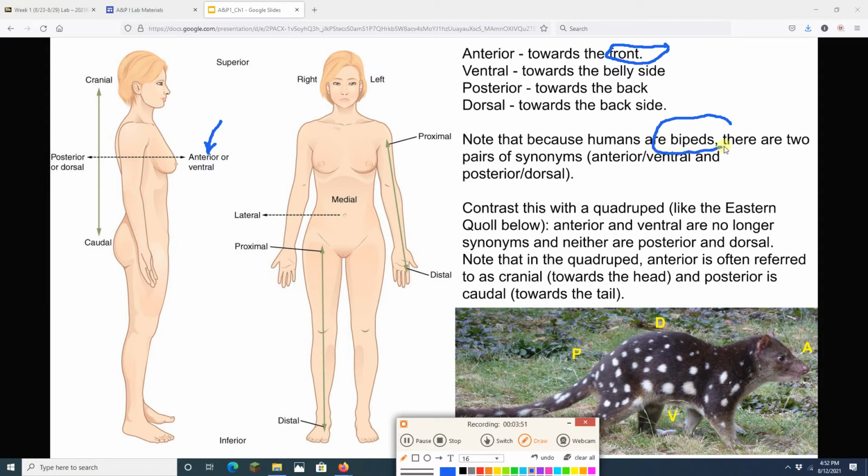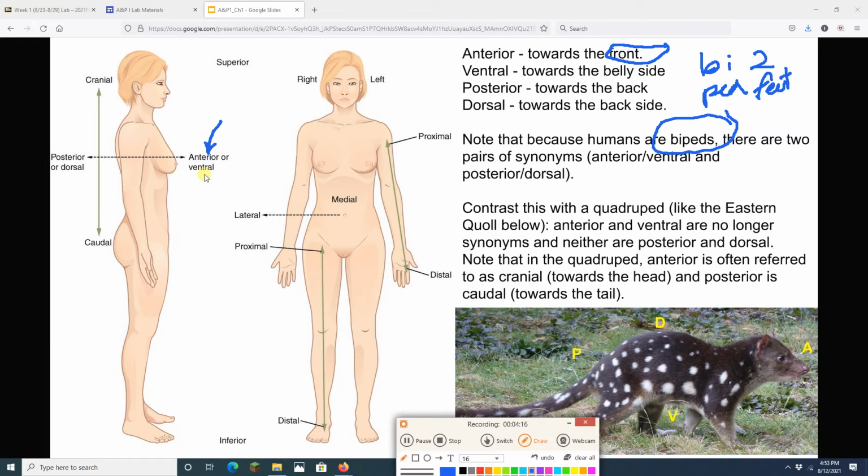Now, human beings like me and you, we are bipeds. We are bipedal. That means we stand on what? We stand on 2 feet. Bi, of course, means 2, and ped means feet. Think like pedicure, podiatrist, that sort of thing. So, because we're bipeds, we actually have another term we use as well as anterior.